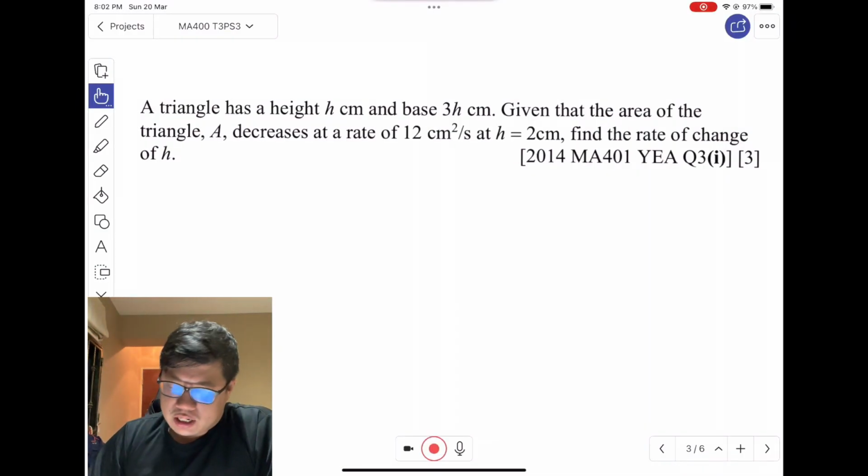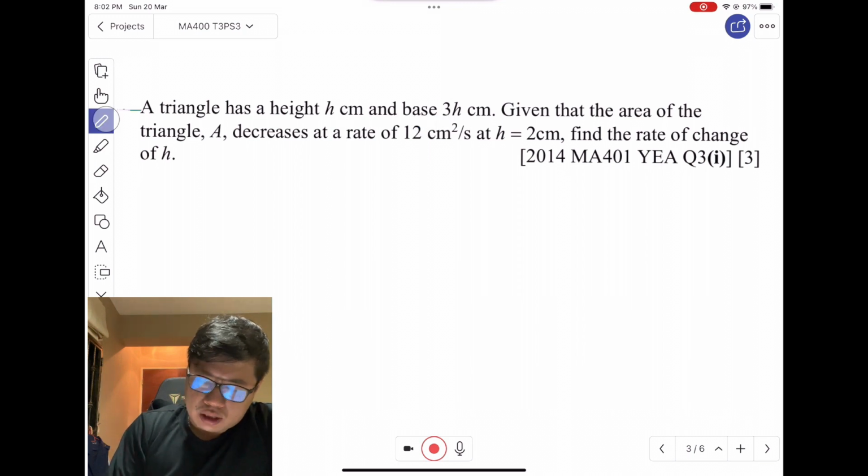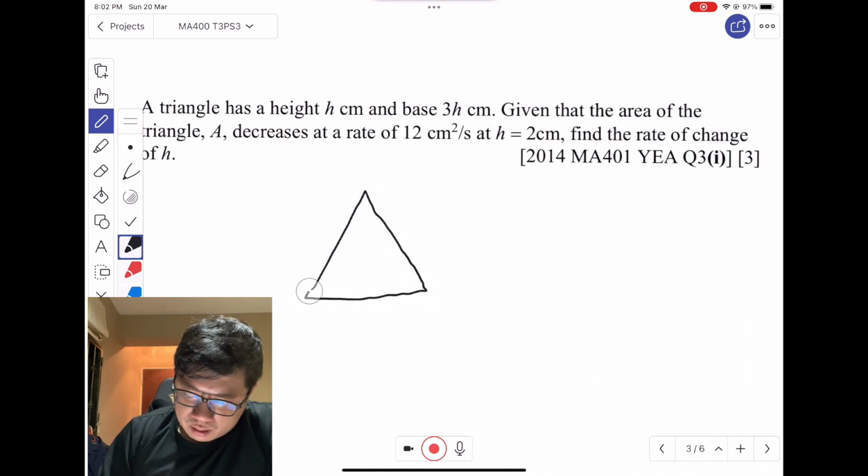This question on related rates is quite easy lah. So the triangle has a height h and a base 3h cm. If we were to imagine the triangle, it will probably look something like that, right? Sorry, I didn't draw it too well. So there's a vertical height of h cm as well as a base of 3h.